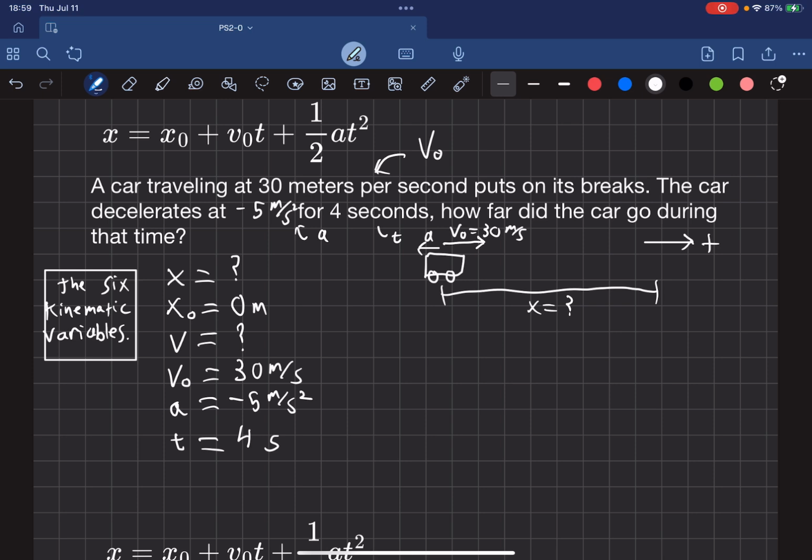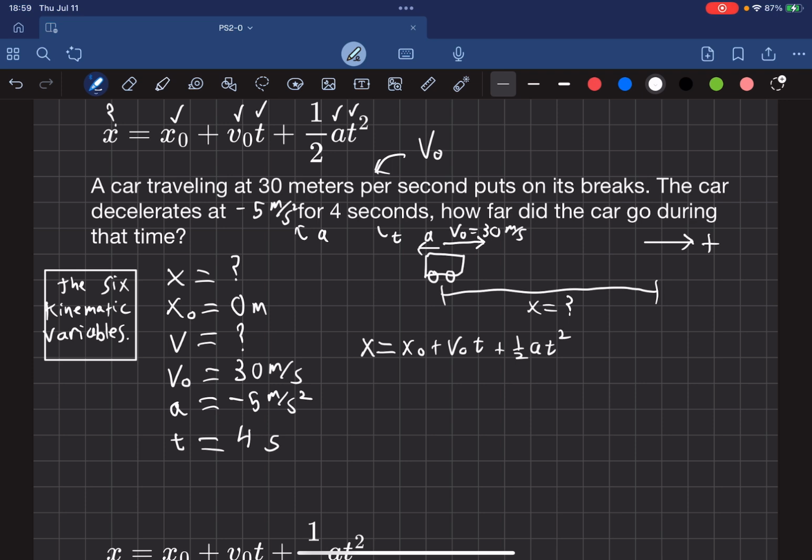Now what we need to do is identify which equation is going to be helpful to us. Since this is asking for position, it's what we're looking for, we have the initial position, because we're going to set it to be equal to 0. We have the initial velocity, we have the time elapsed, and we have the acceleration. We have all the variables of the position equation, except for, of course, the later position. So we're going to use that equation. x is equal to x naught plus v naught t plus 1/2 a t squared.